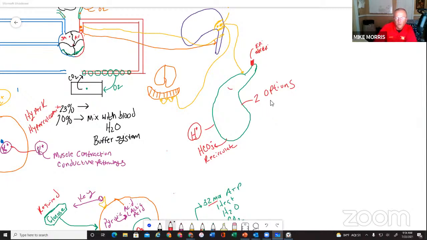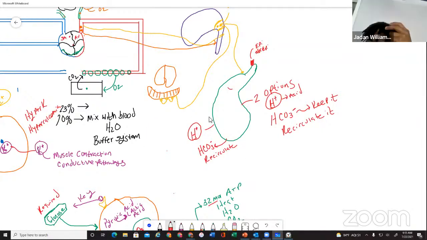We can actually take hydrogen ions, which is acid, and we could get rid of that through urinating. Or what you said was correct. We can take bicarbonate, and instead of getting rid of it, we're going to keep it and recirculate it. So we don't have to make any more. Okay, so that's the answer to your first question. And then what was the second question about explaining bicarbonate? Yeah, could you explain that one more time?